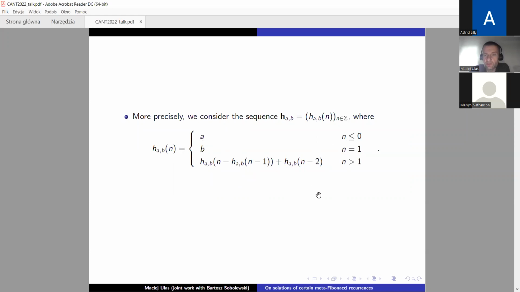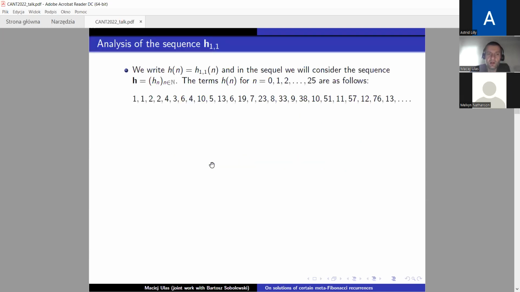So the problem with dying sequences is eliminated, and we consider this sequence H_{a,b}, which is defined in the following way. We have a for n less than or equal to 0, b for n equal to 1, and this recurrence holds for n greater than 1. We assume that a and b are positive integers. Okay, so we start our analysis with the sequence H_{1,1}.